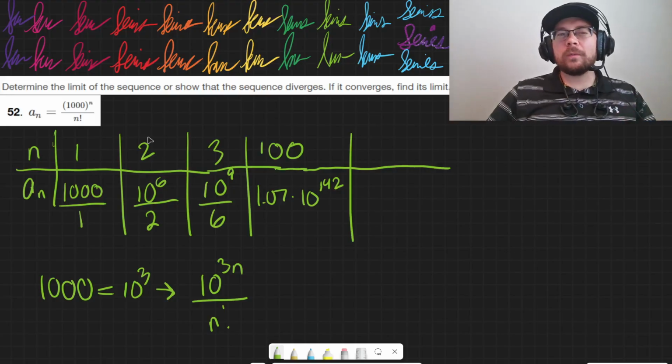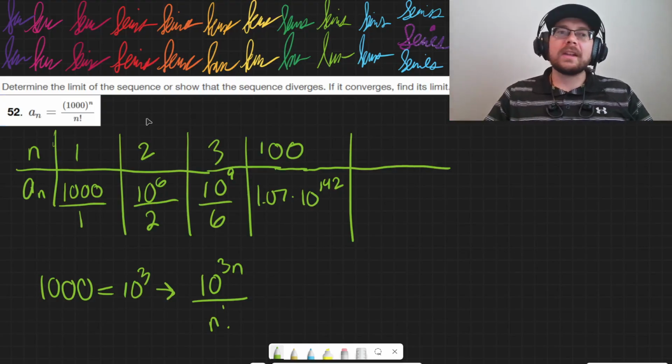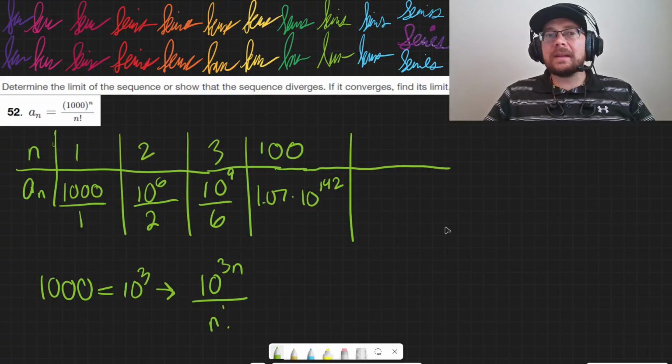So even though the 1000 to the n is way taking off, the n factorial with enough time will catch back up to it and win out. So the limit of this is infinity, so it converges, and it converges to 0, and that's the final answer.